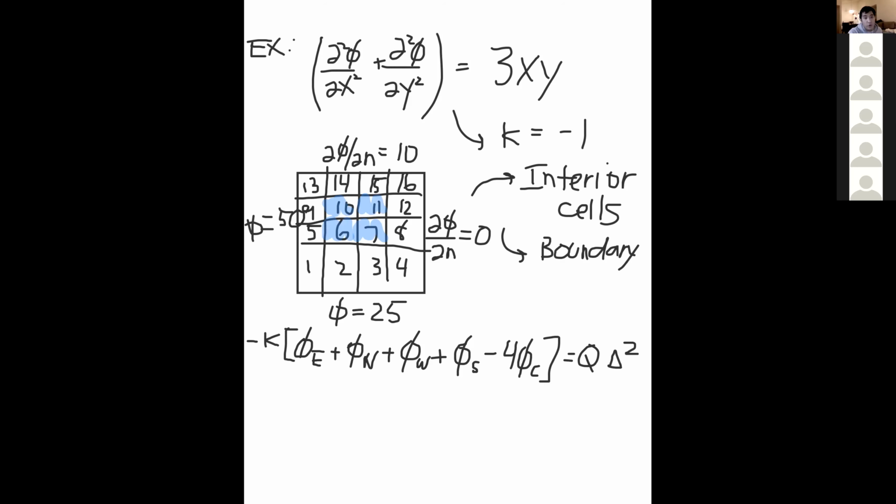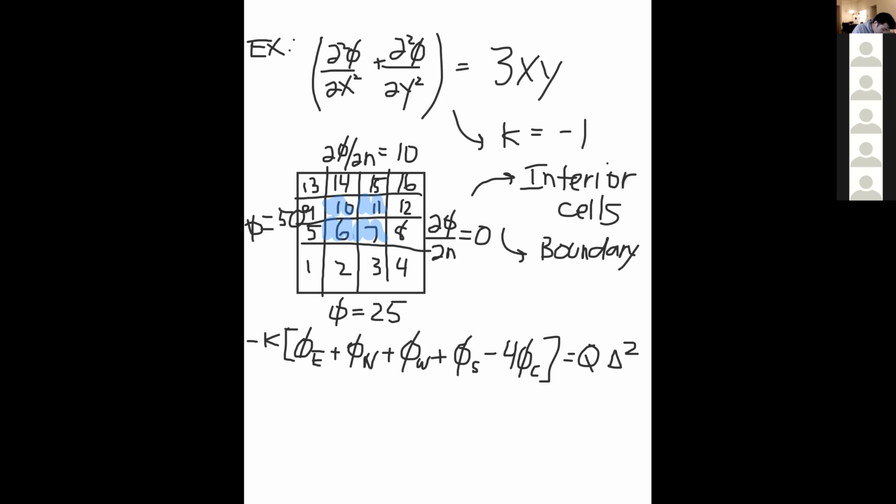All the cells that I've highlighted are the ones on the interior. If you're wondering which ones are interior and which ones are not, an interior cell should have neighbors on all sides, so it shouldn't be touching a boundary at all. Cell 6 follows this criterion: it has a neighbor on the east, which is cell 7, a neighbor on the north, which is 10, a neighbor on the west, which is 5, and a neighbor on the south, which is 2. So let's write out that equation.